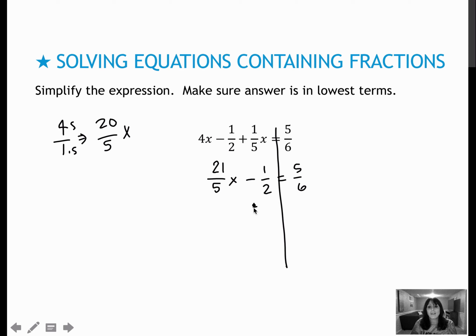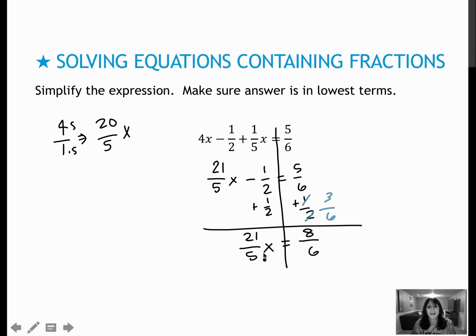Now I'm going to add 1/2 to each side. Again, it gets very frustrating because we have a lot of different denominators, so I'm going to turn 1/2 into 3/6 because those are equivalent. 5/6 plus 3/6 is 8/6, which of course I could reduce, but I'm really not going to worry about it until I get to the end.